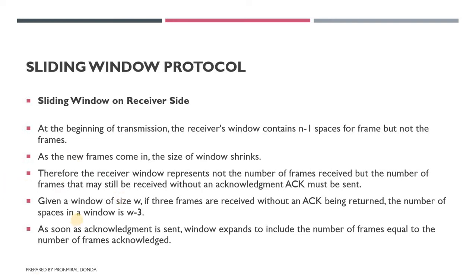As soon as the acknowledgement is sent, the window expands to include a number of frames equal to the number of frames acknowledged. Suppose the receiver acknowledged 2 frames, so 2 memories are free. Now the window size was W, after receiving 3 frames it becomes W minus 3, and after acknowledging the 2 frames, the window size becomes W minus 3 plus 2, which is W minus 1. So this is how the window size shrinks and increases.